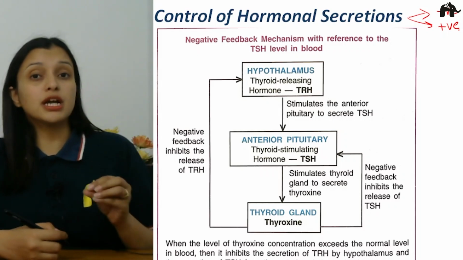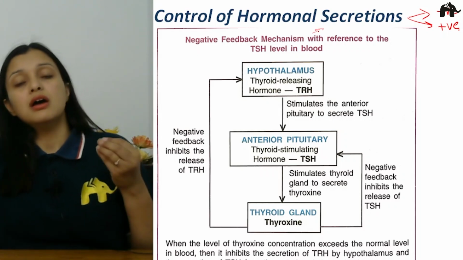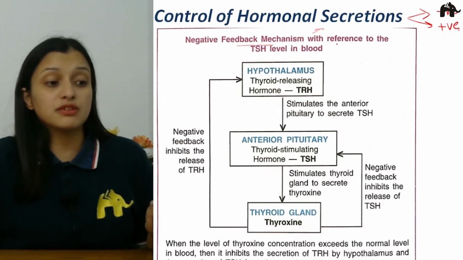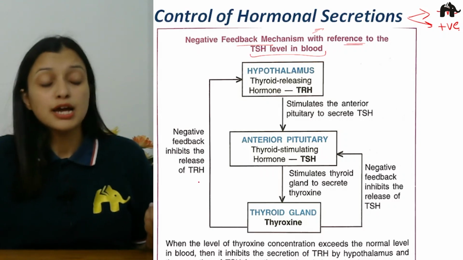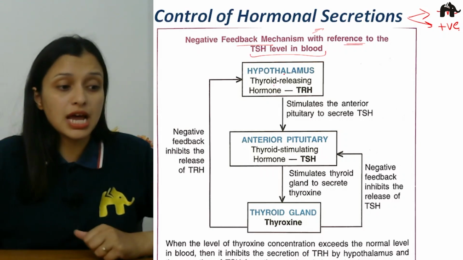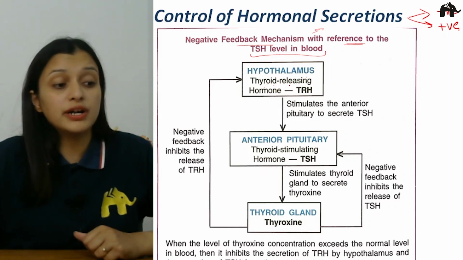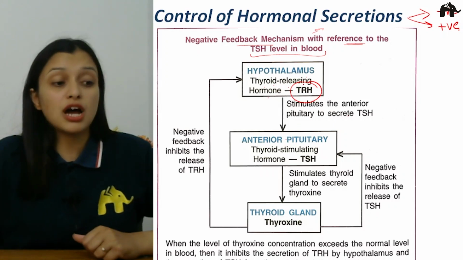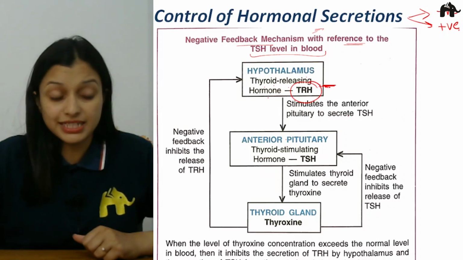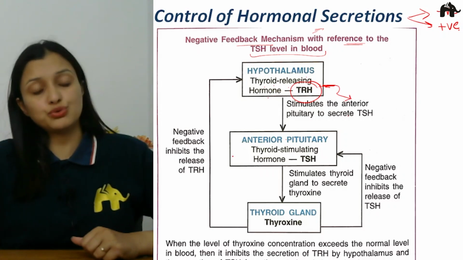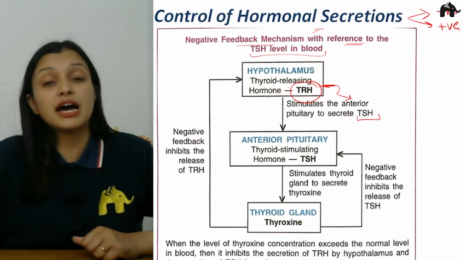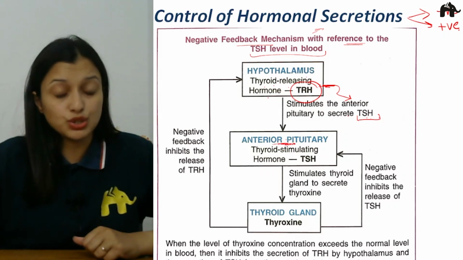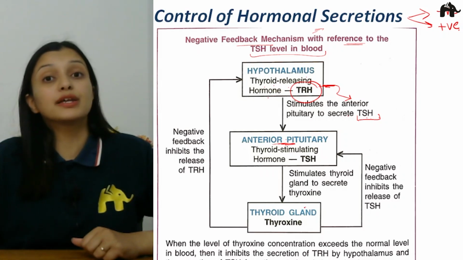While talking about the control of hormonal secretions, the best example of negative control is the negative feedback mechanism with reference to TSH level in blood. There is the hypothalamus in our brain. This hypothalamus releases thyroid releasing hormone, which is called TRH. It stimulates the anterior pituitary to secrete TSH, that is thyroid stimulating hormone. This thyroid stimulating hormone from the anterior pituitary in turn stimulates the thyroid gland.